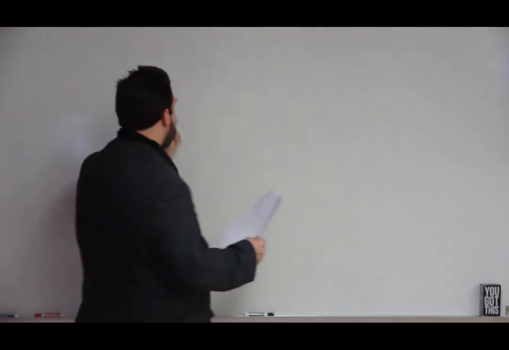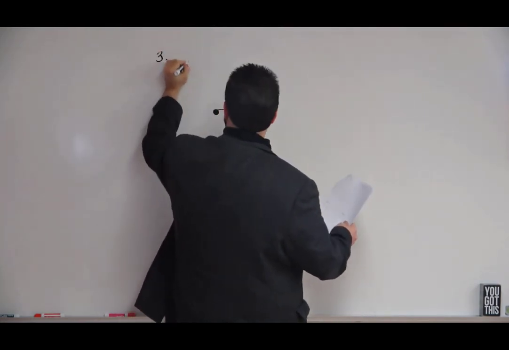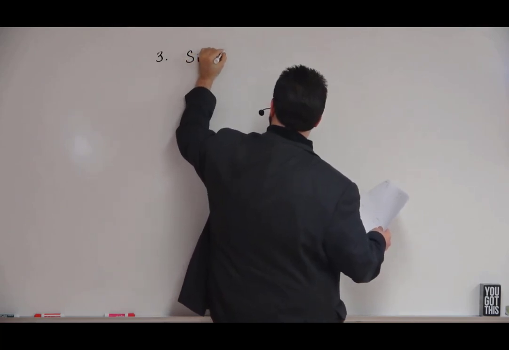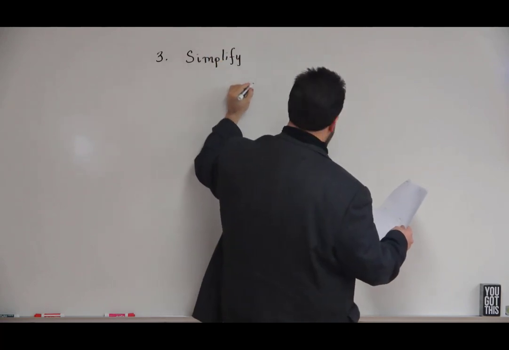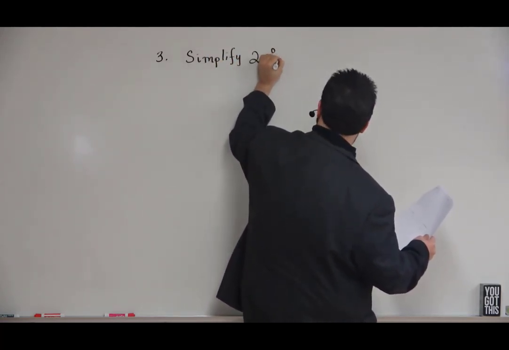All right, ladies and gentlemen, moving on to number 3. Simplify 2x to the power of 0 times x.